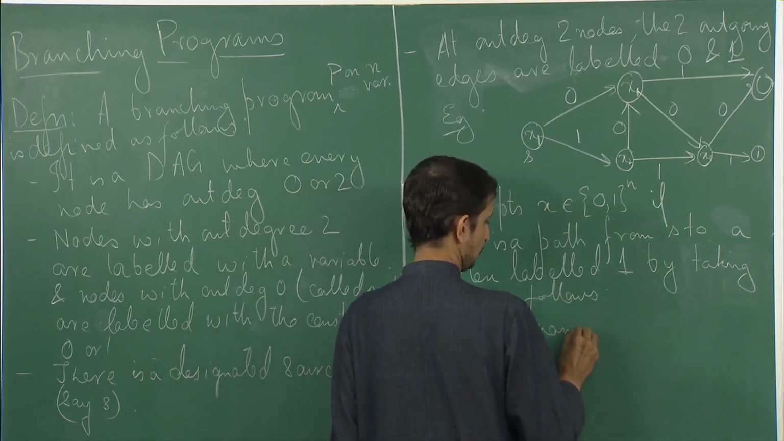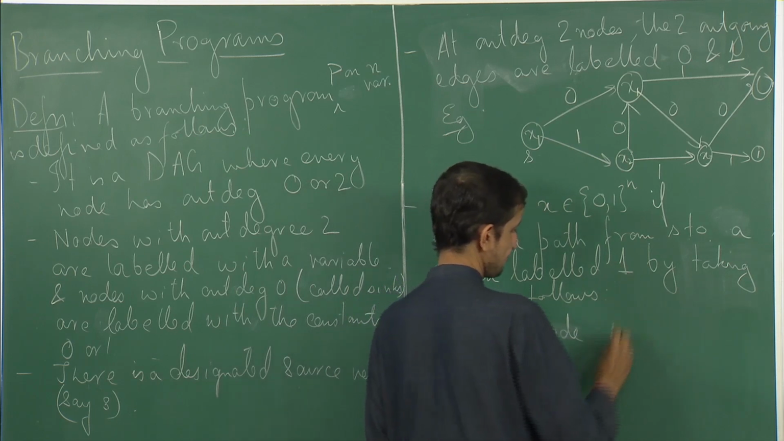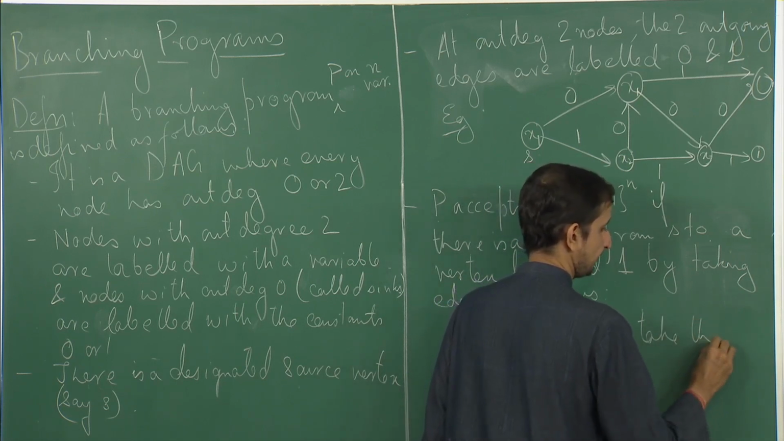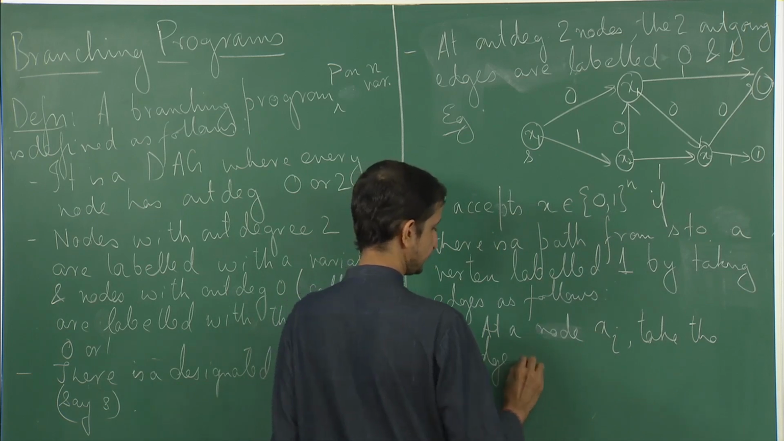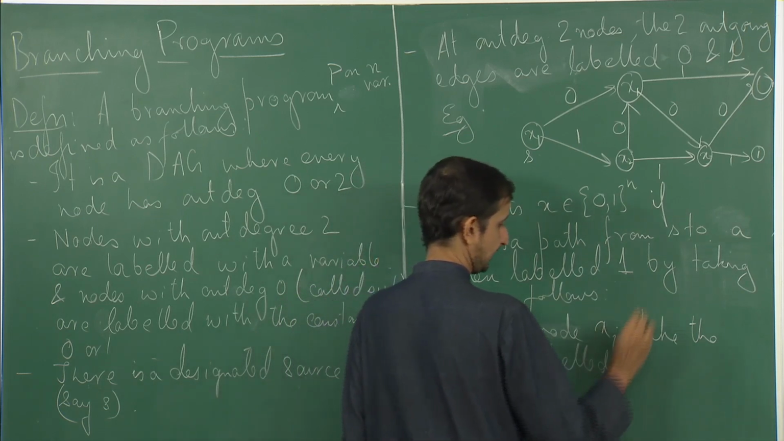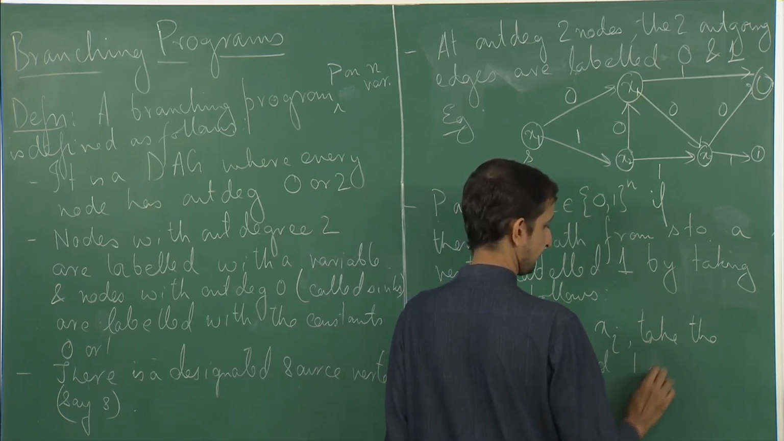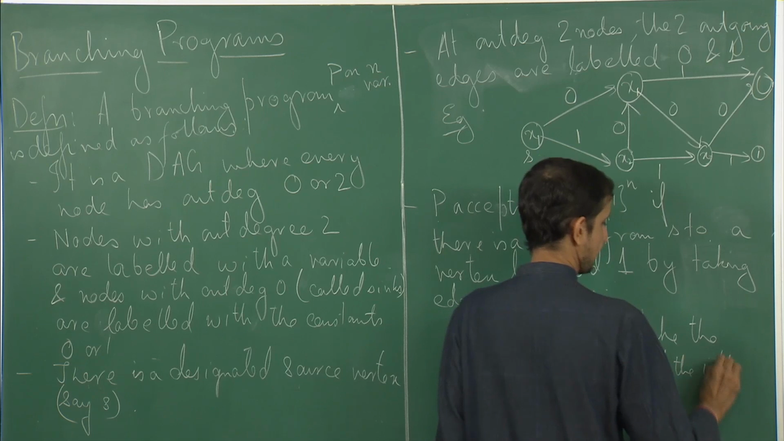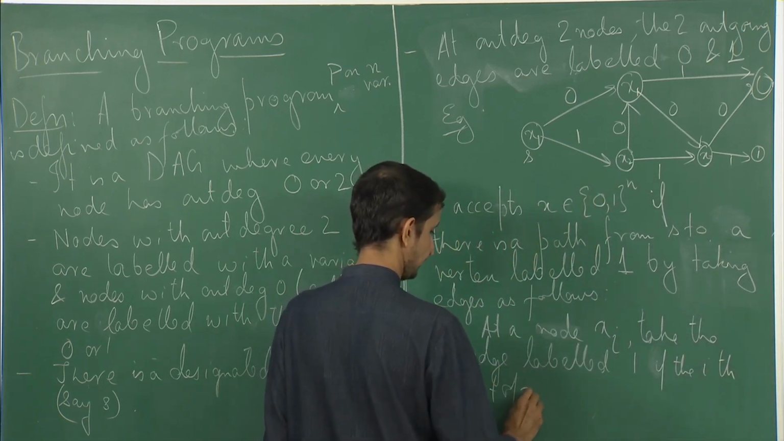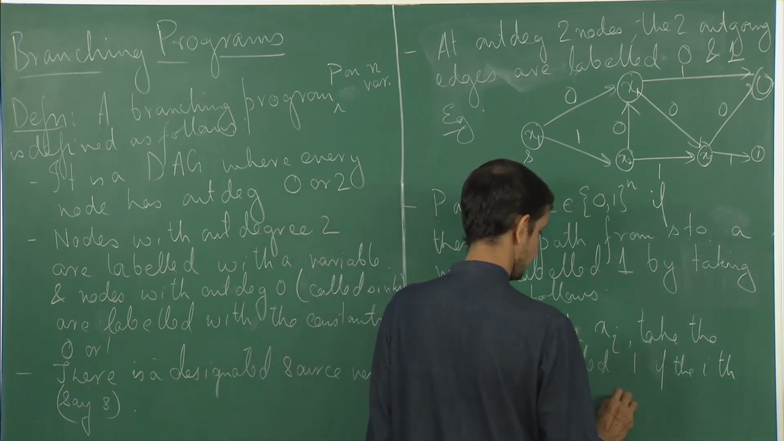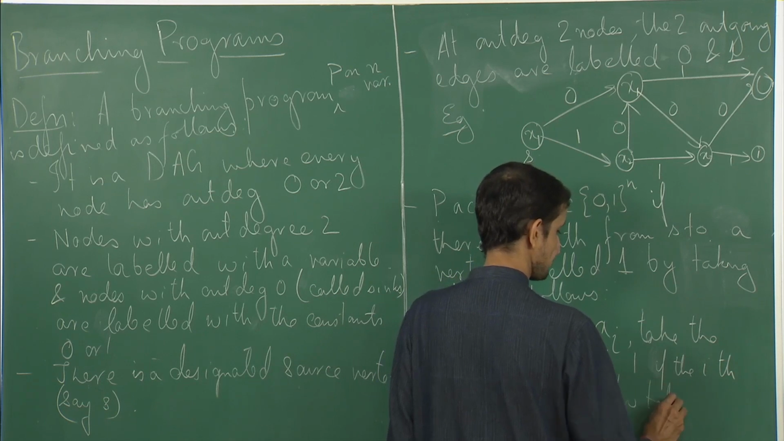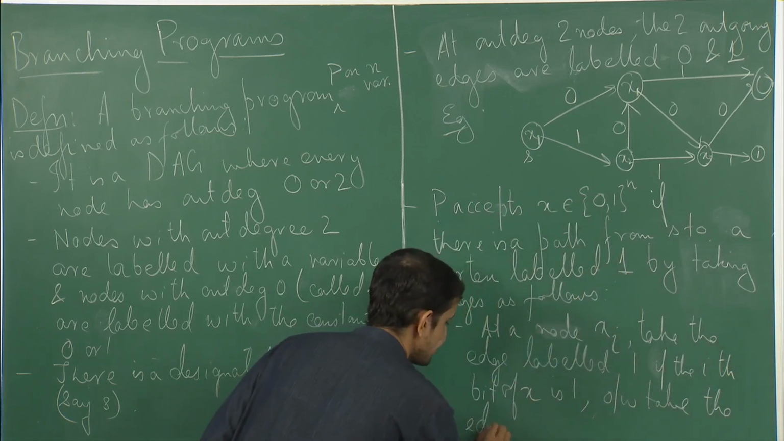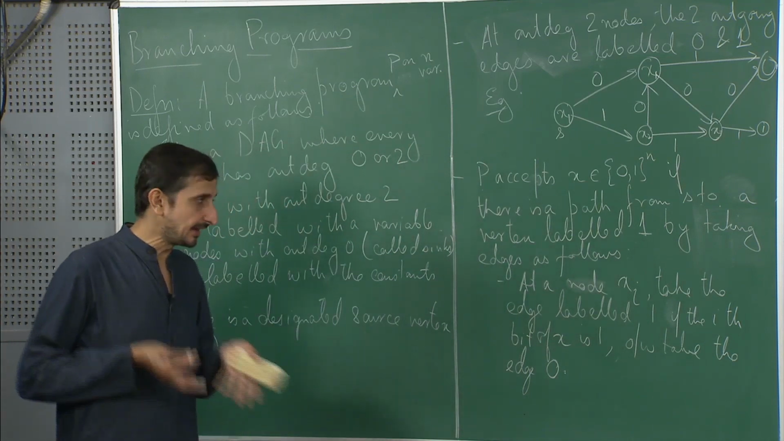At a node xi, take the edge labeled 1 if the ith bit of x is 1, otherwise take the edge labeled 0. Okay, so basically in a canonical manner you take the edges.